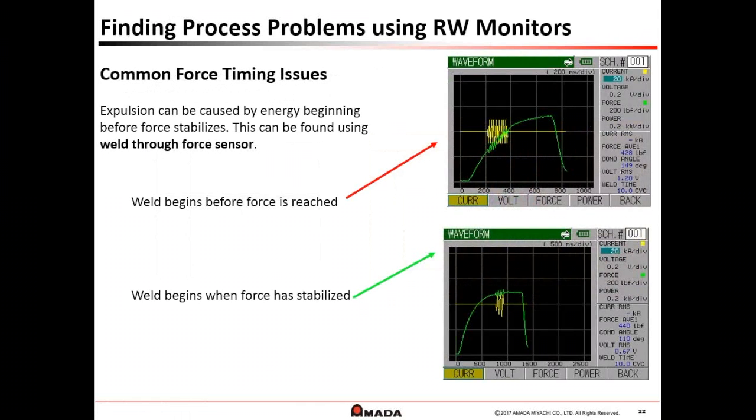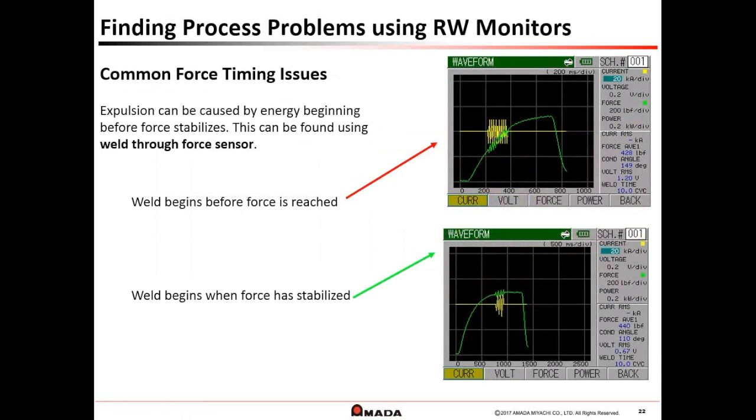So continuing on finding some process problems using the monitors. Here's a common one. This one is the diagram up on the right. You see the green line there, that's our force line. And the yellow line there is our weld pulse, that's our current passing. So you can see here, obviously, that the current fired well before we reached our force setting.